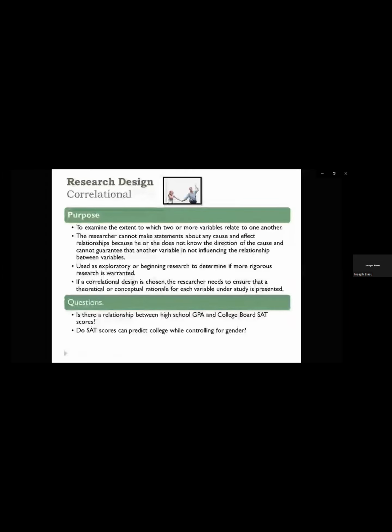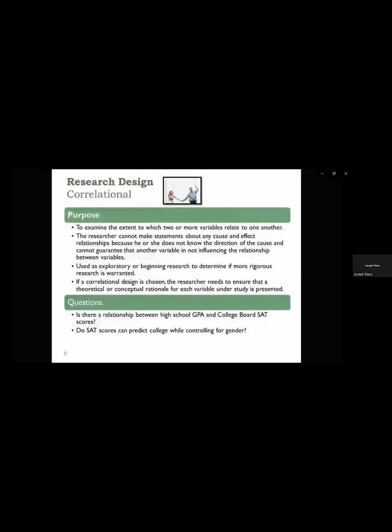Actually, before we talk about experimental research designs, we're going to talk about the correlational research designs. A correlational design, like a causal comparative study, is used for exploratory or beginning research to determine if truly more rigorous research is warranted. The purpose of a correlational study is simply to examine if a relationship exists between variables. Is there a relationship, like we said in the case of Charlie, between the presence of an anxiety disorder, so whether or not somebody has an anxiety disorder, and their academic achievement or their grade in a freshman college class?